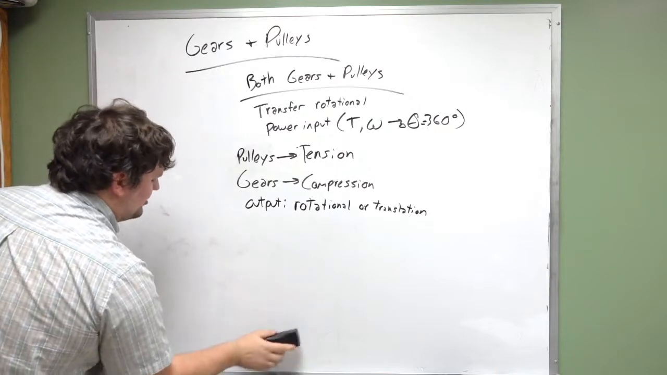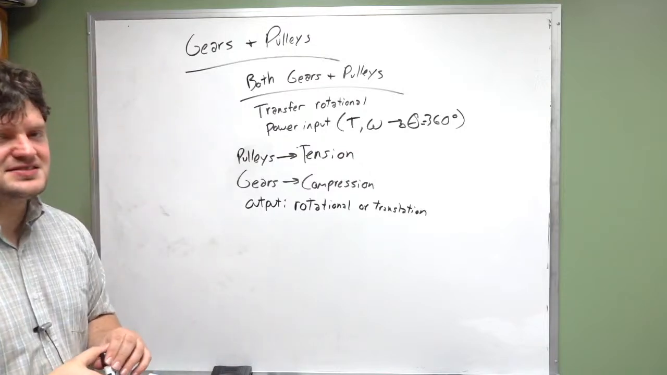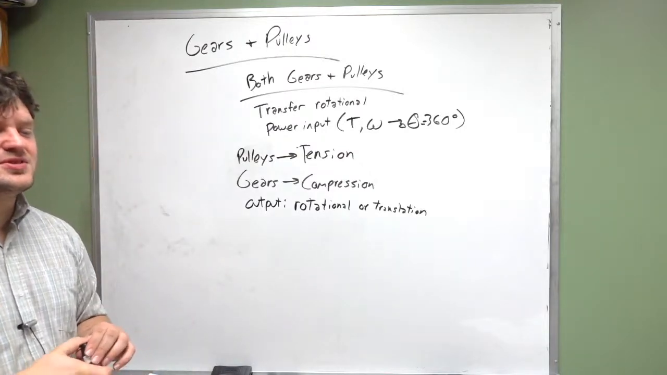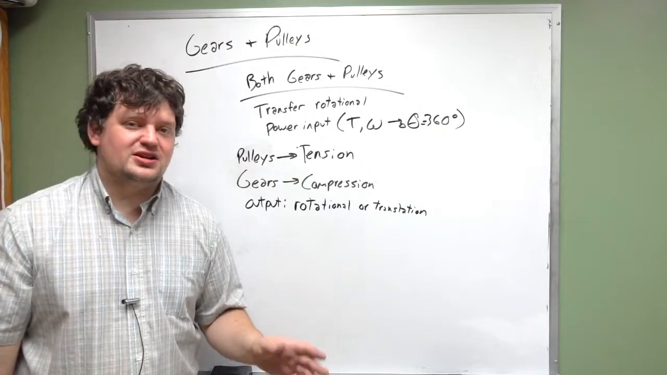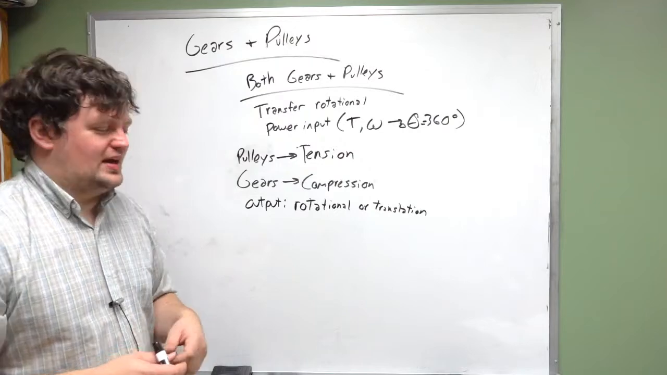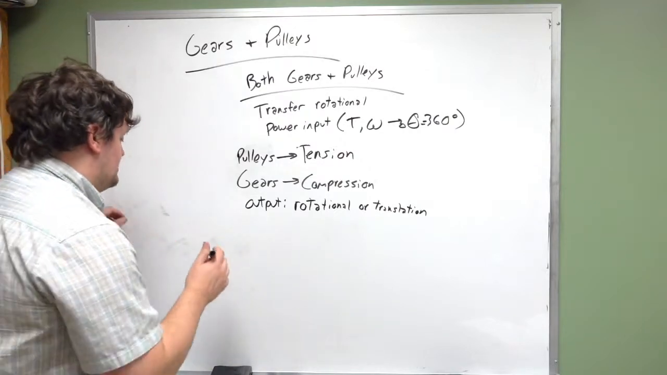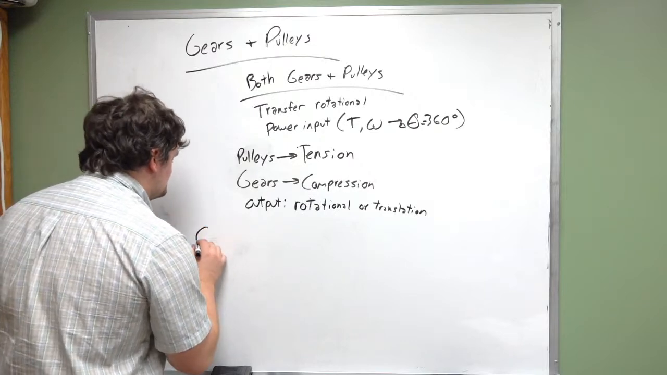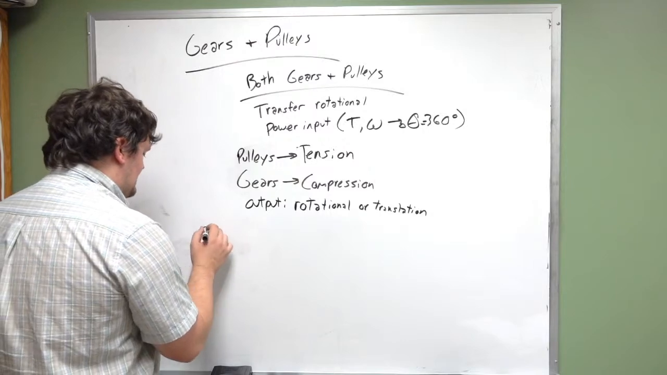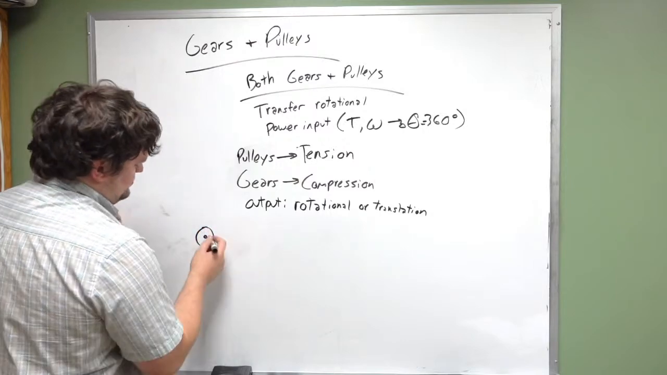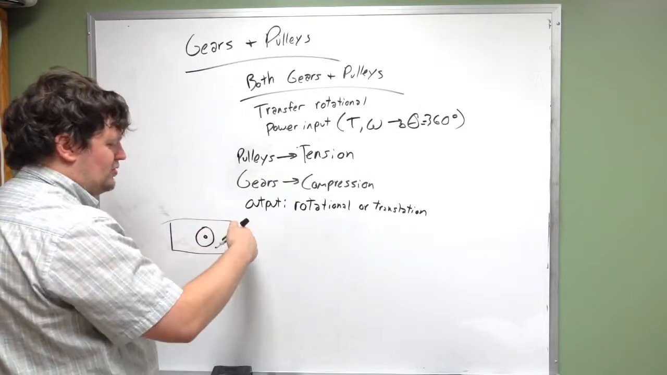pulleys are a little different than gears in that in some ways they're more flexible, but in some ways they have to be a lot more rigid. We talked about all those different gear configurations. Pulleys really don't have that. Let's use the example of a garage door opener, okay? So in a garage door opener, you have a pulley like this, and it's mounted to, so this is, we're looking straight down into the garage floor.